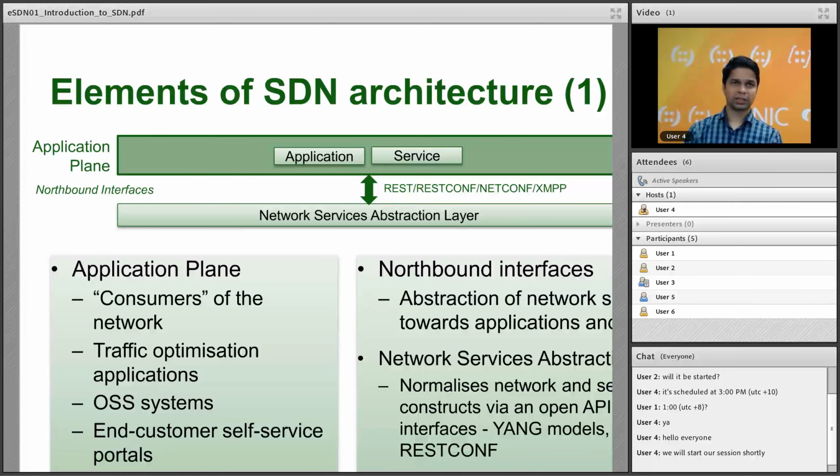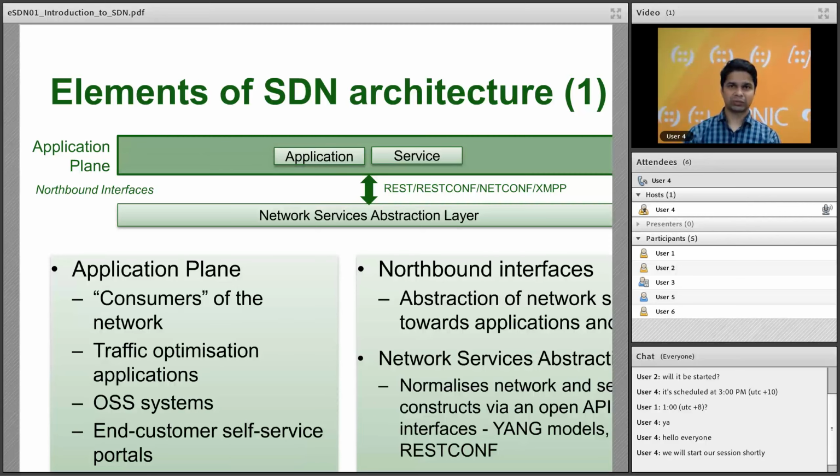In the next few slides, we'll explain all those elements in more detail. The first one is the application plane. It is basically the consumer of the network, such as end user applications or network operation applications. The application could be our voice system, our end customer self-service portal, and so on. The northbound interface is the mechanism for the application plane to consume services from the network. High-level protocol languages like NETCONF, REST API, RESTCONF, or XMPP could be used.